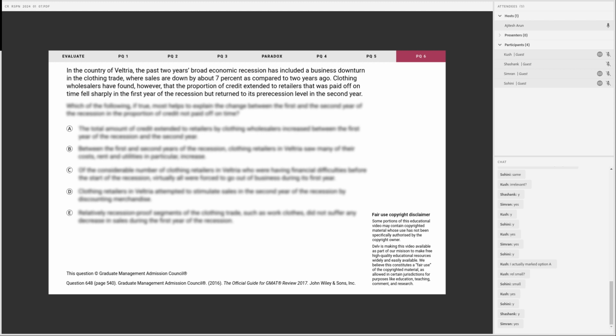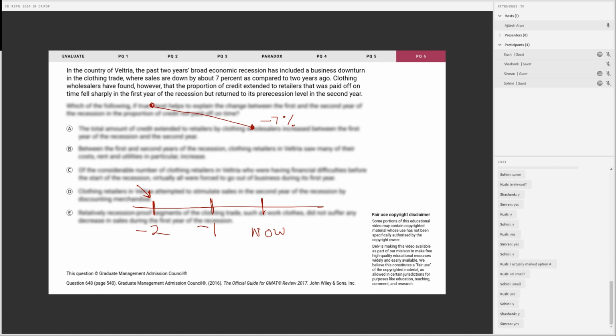In the country of Veltria, the past 2 years, economic recession. So let's look at it as if this is now, and there's been a recession for 2 years. So this is -1 and -2. This is where the recession would have started. Sales are down about 7%. So sales are down 7% over the last 2 years.